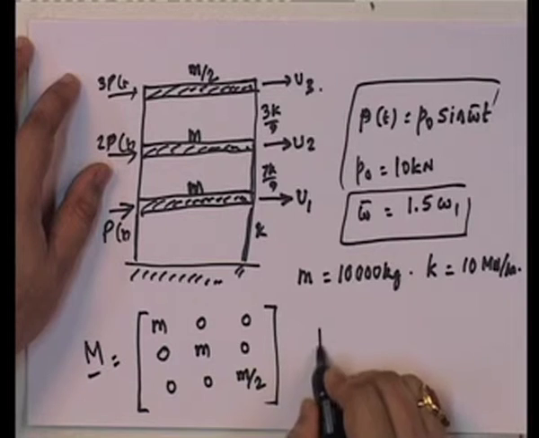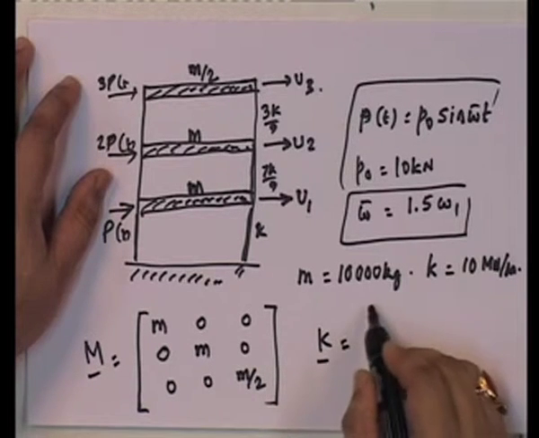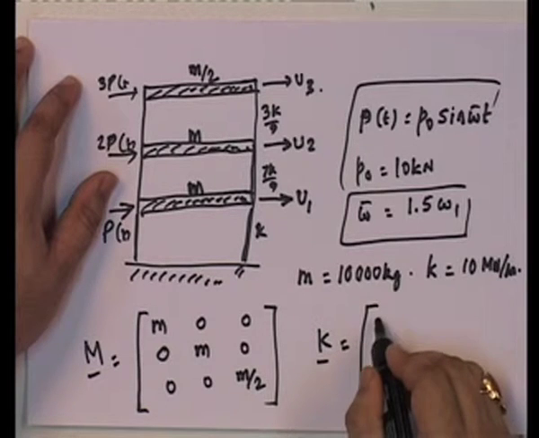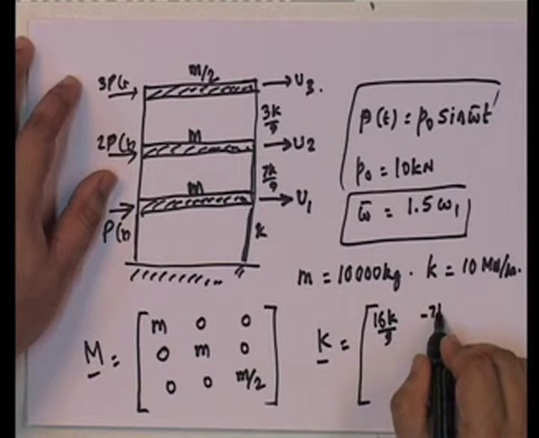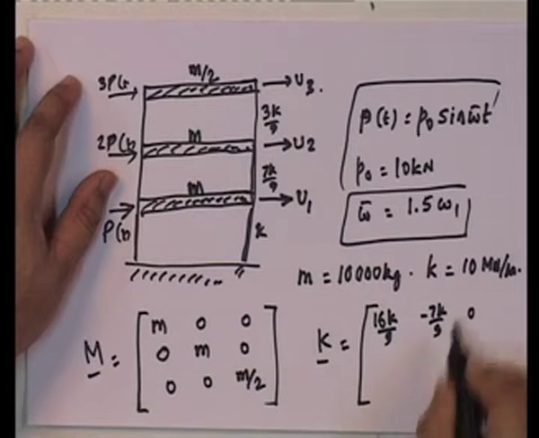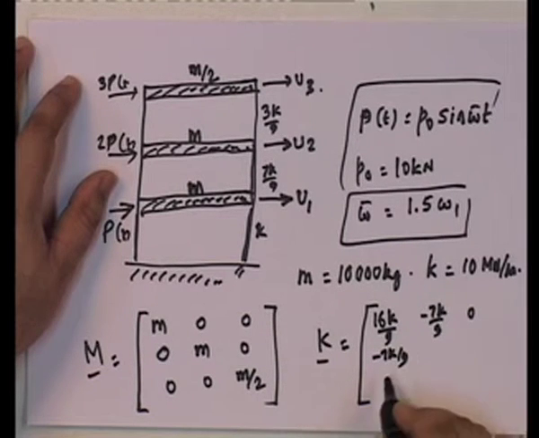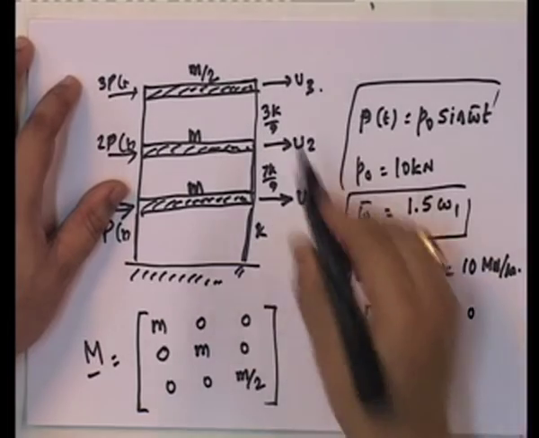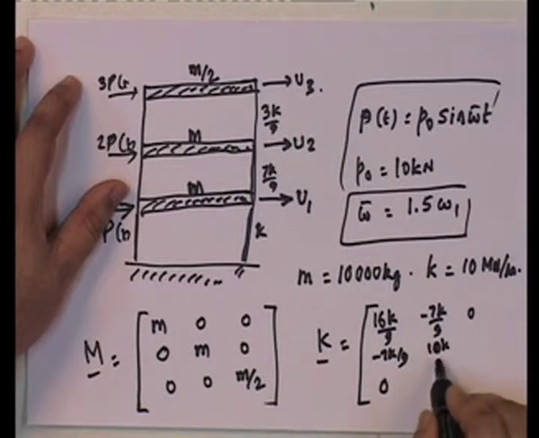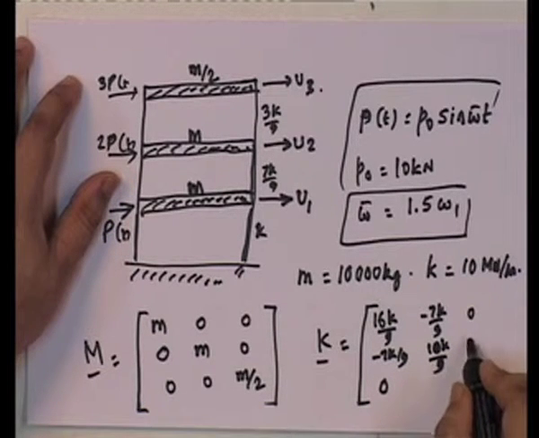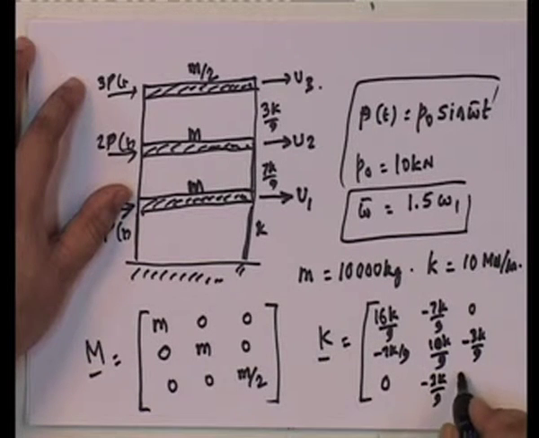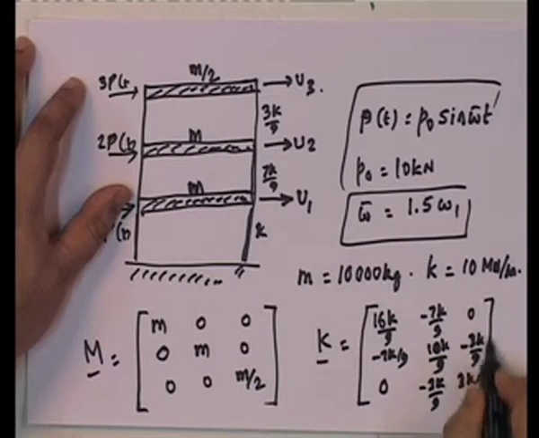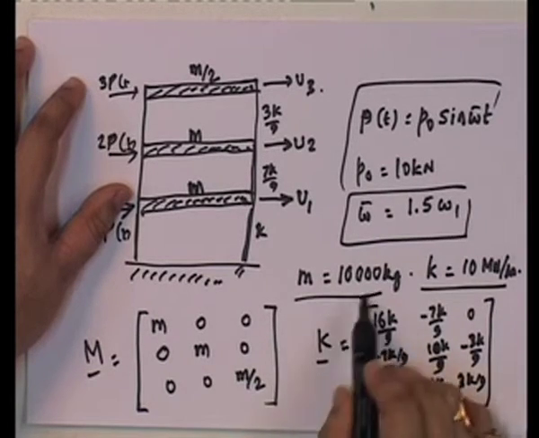This is the mass matrix, and the stiffness matrix is the following: 16K/9, minus 7K/9, 0, minus 7K/9, 0, 10K/9, minus 3K/9, 0, minus 3K/9, and 3K/9, where K is given by this, and M is given by this.